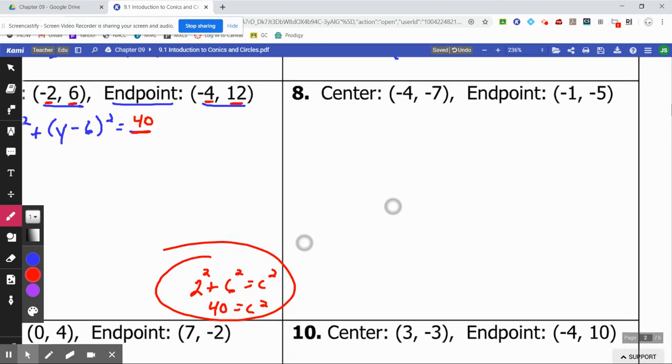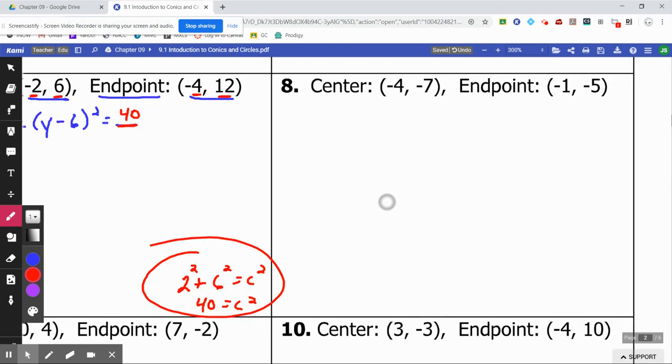Number 8, and I'll use the distance formula here just in case you want to see it with the distance formula as well. The center has been moved left 4, so that's going to be an x plus 4. It's been moved down 7, so that'll be a y plus 7 is equal to, we just need the radius.